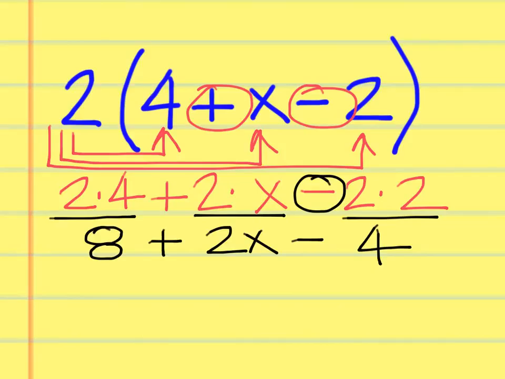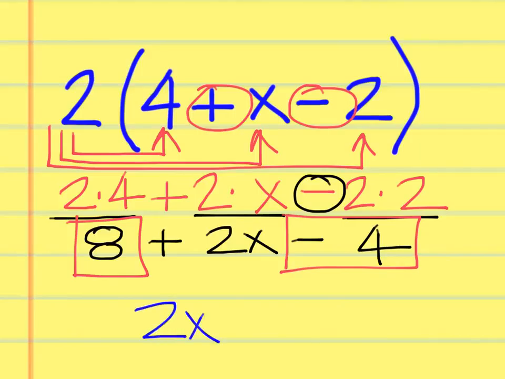Is this my final answer? Why is it not my final answer? Yeah, you have more like terms. What two things can I combine in there? Yeah, I have 8 and then a minus 4. Don't forget the sign in front of it. So the 2x, you can't do anything with that, but the 8 minus 4 is a positive 4, so that's why we put plus 4.